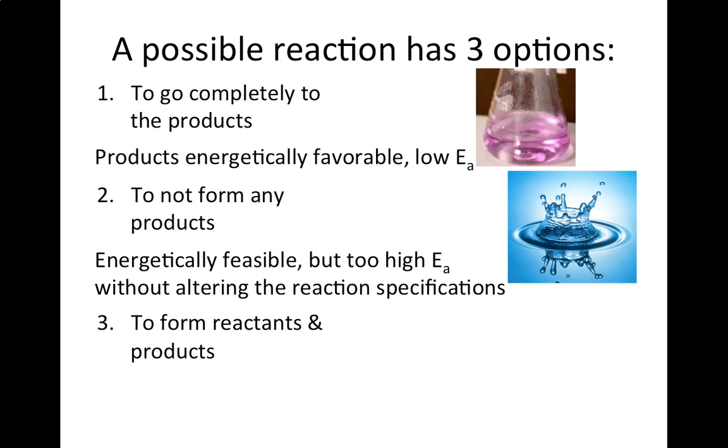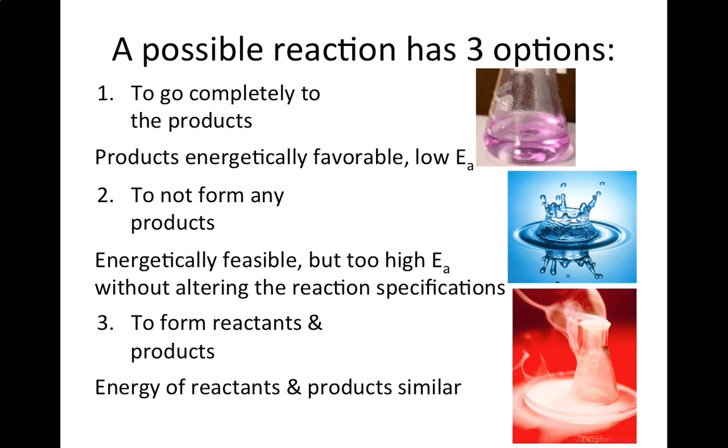The third instance, forming the reactants and the products, the energy of the reactants is similar to the energy of the products, so they can go back and forth and back and forth. What I have there is a picture of some hydrogen chloride, hydrochloric acid in other words, with some ammonia, and they're reacting, and we see that white vapor in the bottleneck of the Erlenmeyer flask that's forming some ammonium chloride. But it's going back and forth. It's that nice cloudy haze that's going back and forth between ammonia plus hydrochloric acid and the ammonium chloride.